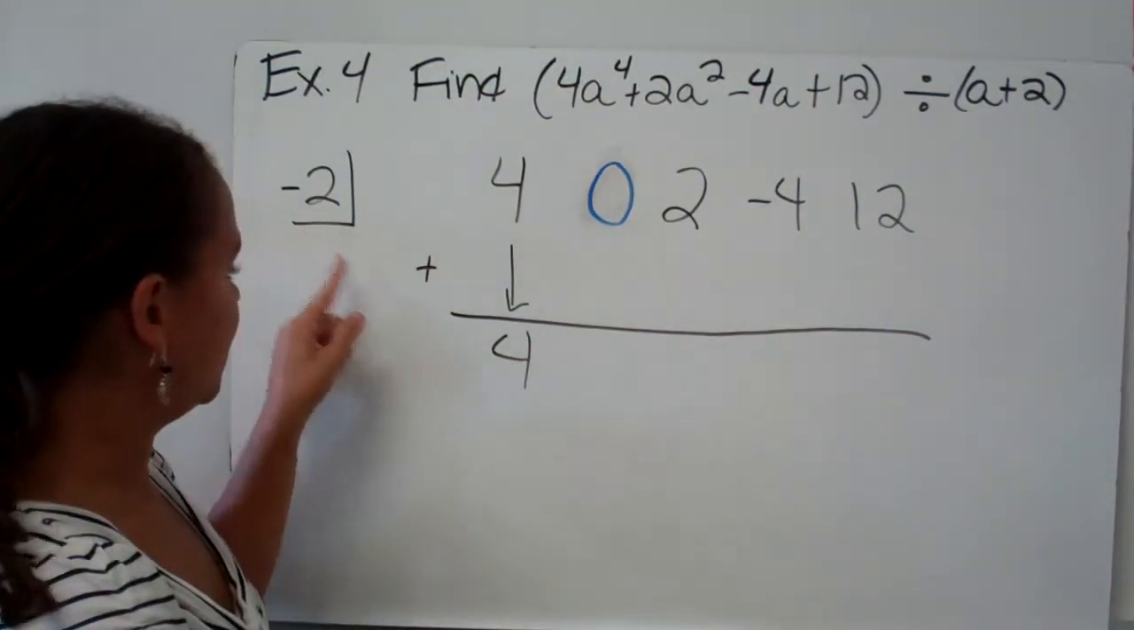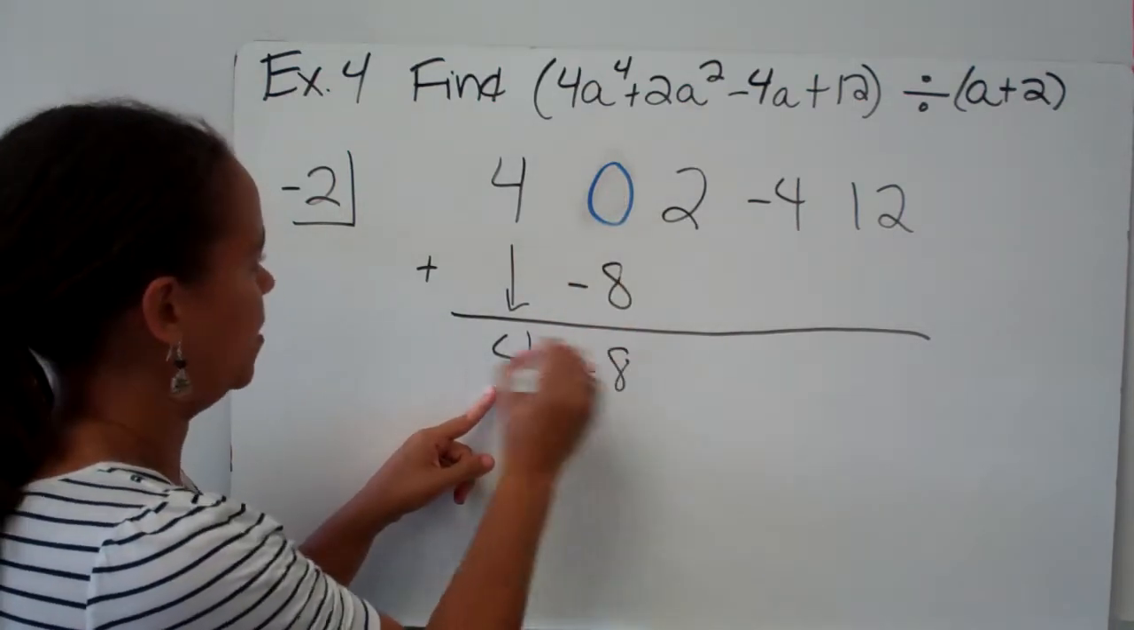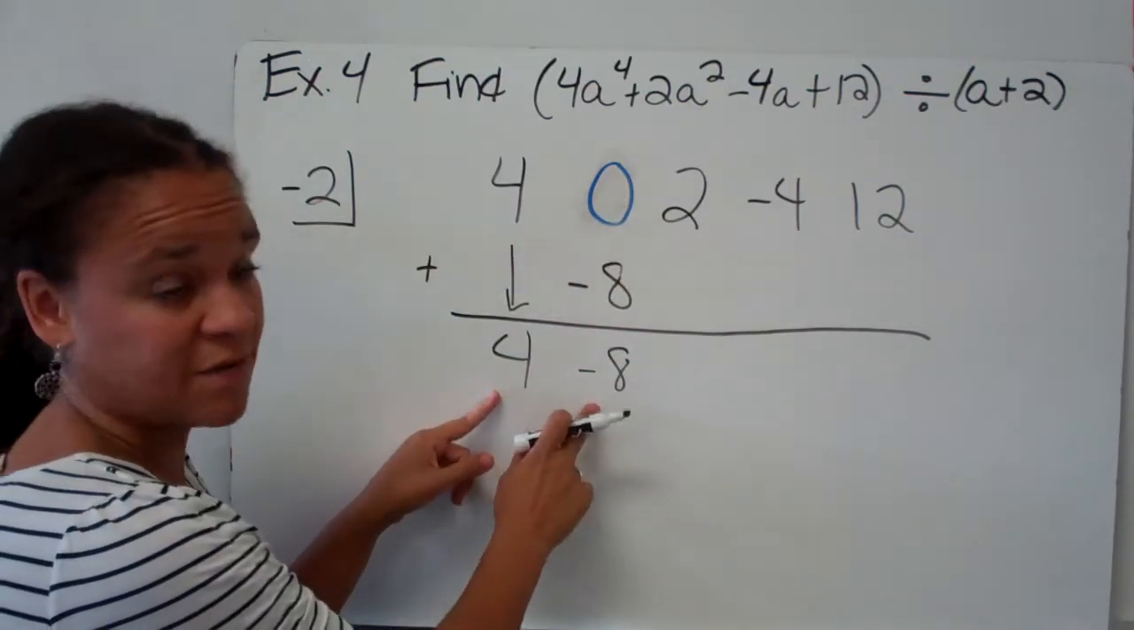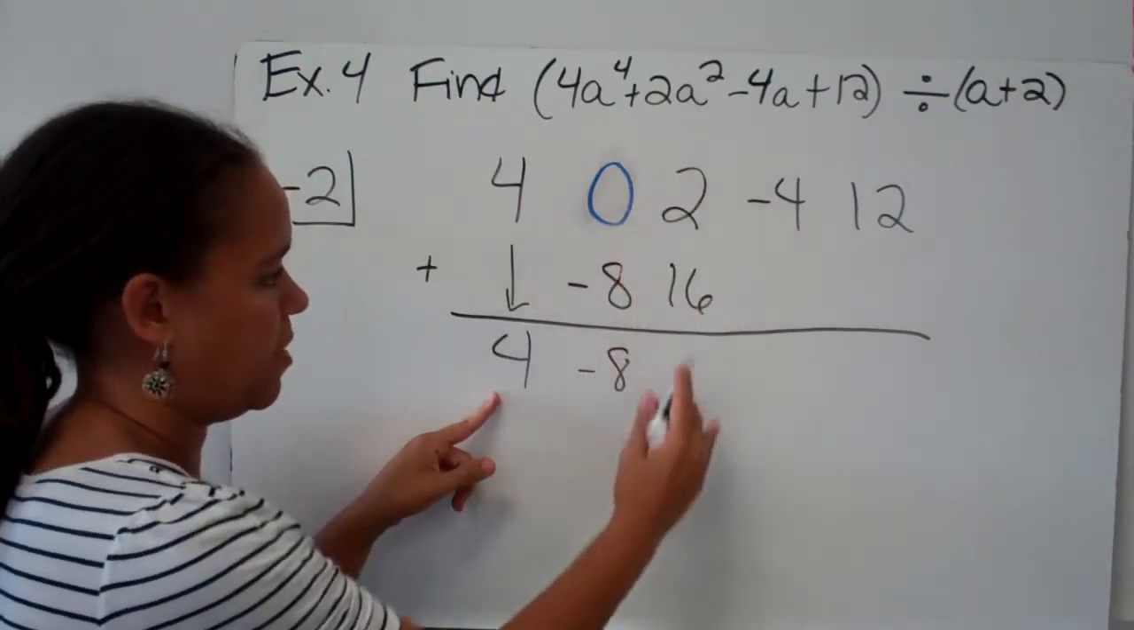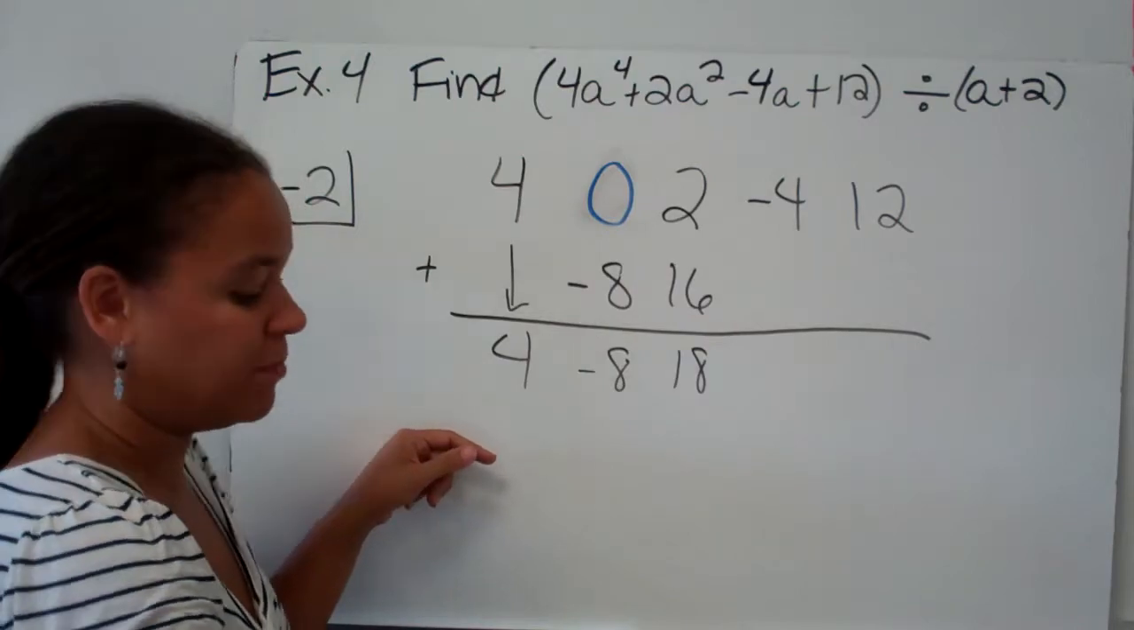So try it out. Negative 2 times 4, negative 8. Add them up. You get negative 8. Negative 2 times negative 8, 16. Add them up. You get 18. We see what's happening? Keep going. See if you can beat me.